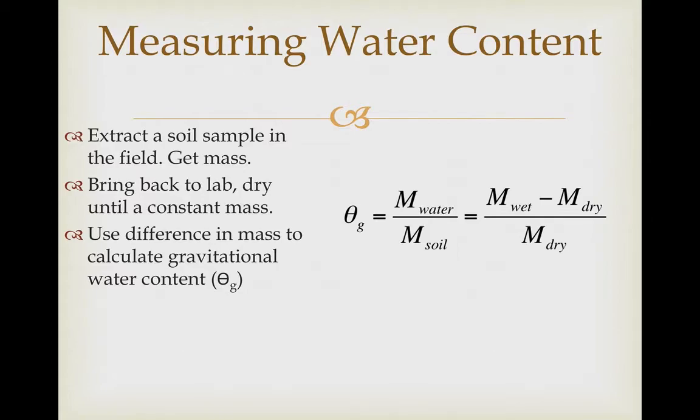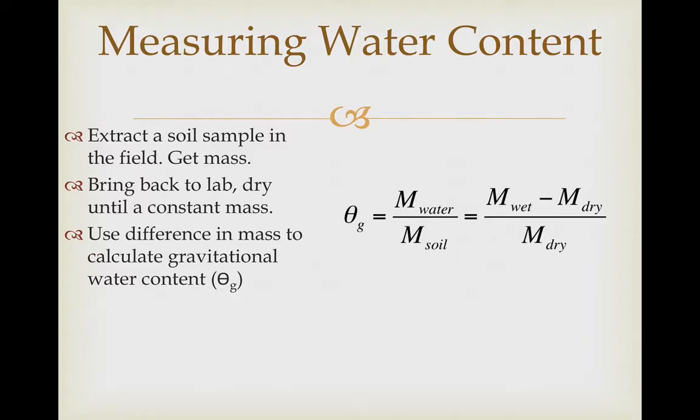Right, so what you're going to do is you're going to go out in the field and extract a soil sample or take a soil core and get the mass of that soil core as quickly as possible, ideally by bringing a balance into the field. If that's not possible, by quickly bagging it, keeping it on ice, and bringing it back to the lab, and then using a balance there to get mass. Once you've gotten that wet weight, you're going to put it in a drying oven, just warm enough to speed up evaporation from the soil.